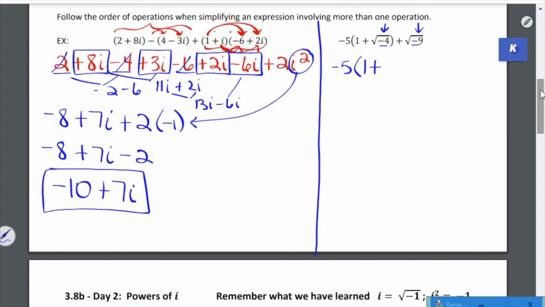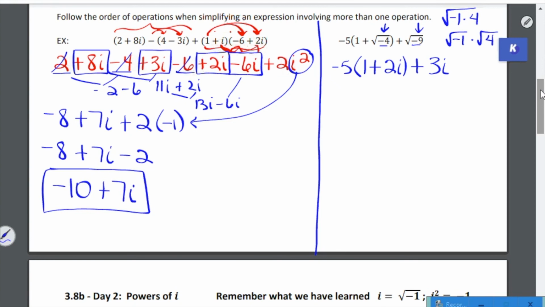Well, I can break that into, just to remind you, negative 1 times 4, which is the square root of negative 1 times the square root of 4. So I can take the square root of 4 and I get 2, and the square root of negative 1, reminder, is i. Okay, and then my square root of negative 9, well, the square root of 9 is 3, and the square root of that negative is i. So anytime you see a negative under that radical, it's going to turn into an i outside the radical.